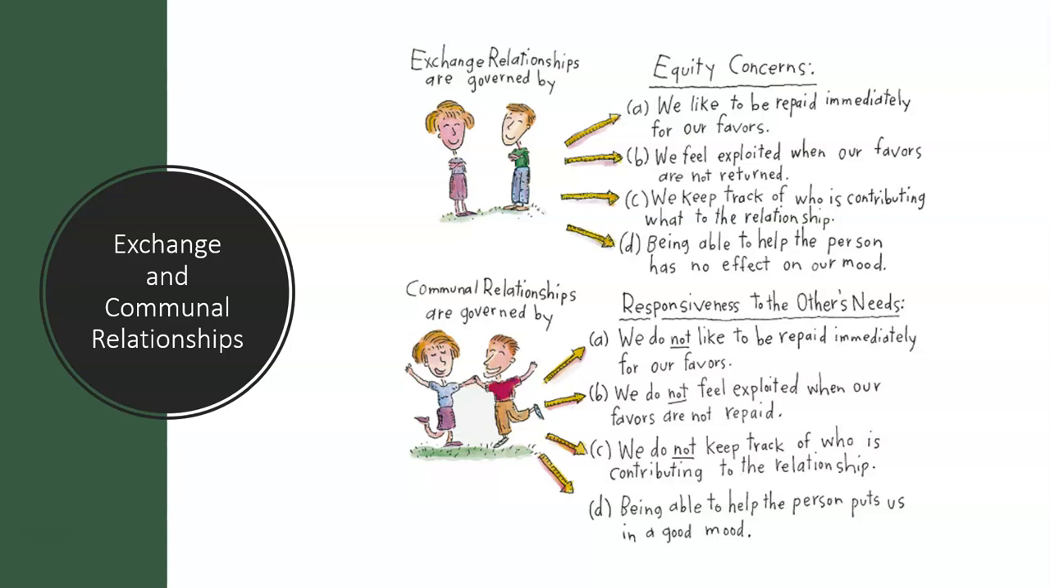So let's say you have a couple and one of them is really big on equity concerns and they tend to take more of an exchange orientation to their relationship, but the other person is more communally driven. That's kind of a recipe for a lot of misunderstanding and the potential for the relationship to become distressed.